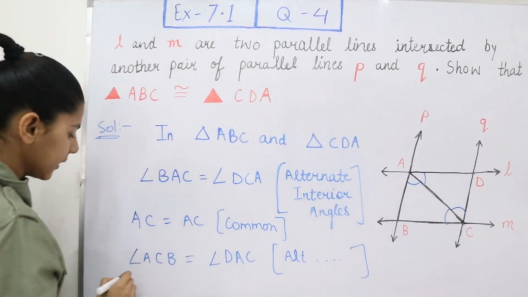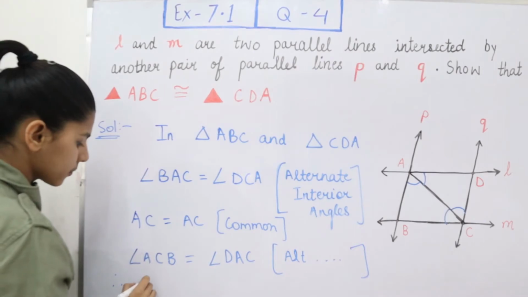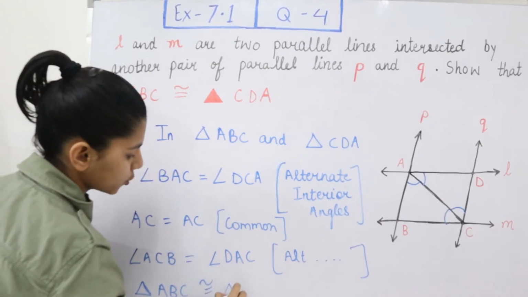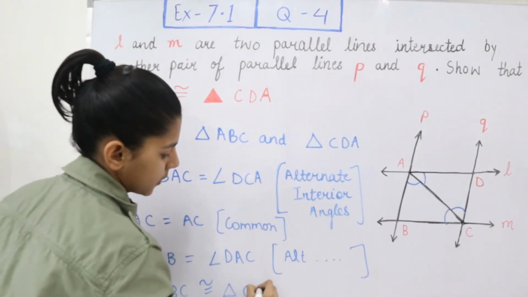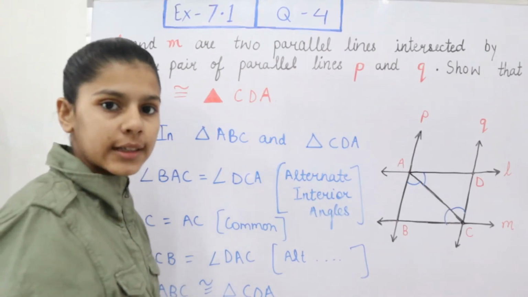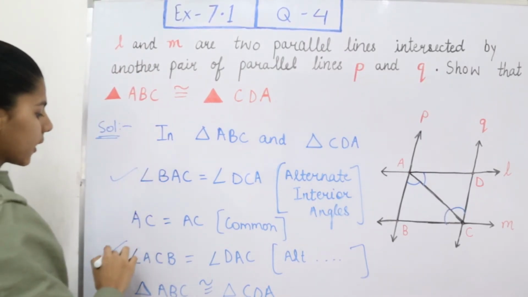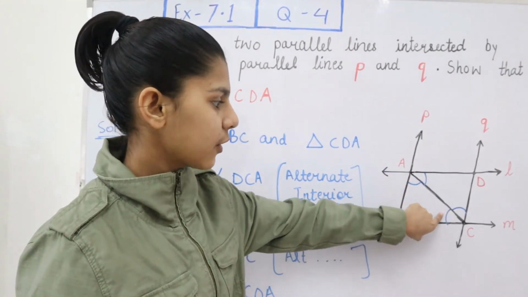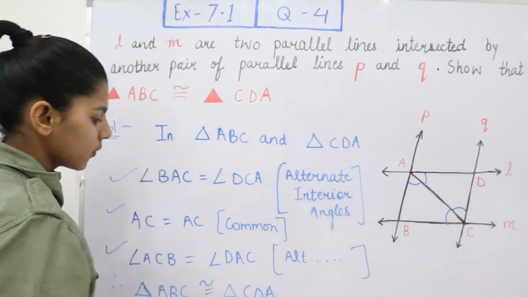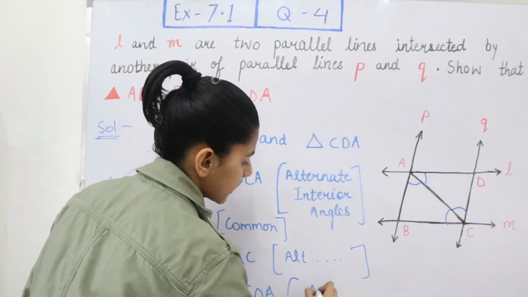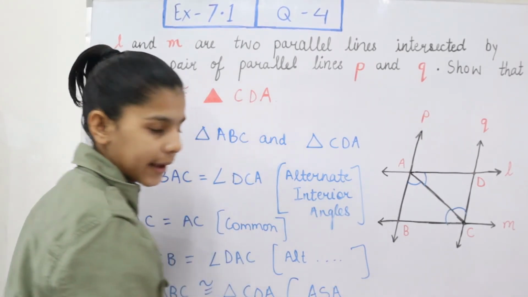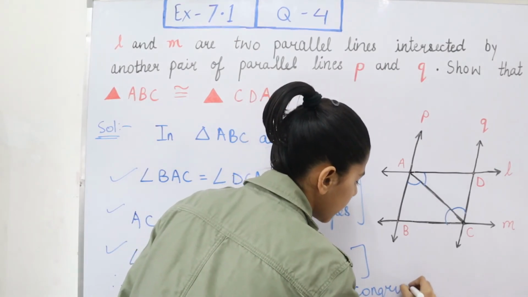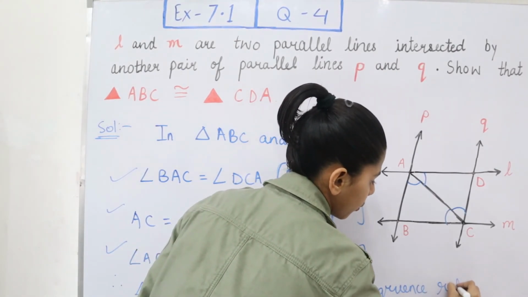So now we can write, therefore triangle ABC is congruent to triangle CDA. And by which congruency rule? You can see we have got two angles and one included side. This angle, then this side AC, and then this angle. So which congruence rule will be there? It will be the ASA congruence rule, angle side angle, two angles and one included side. So they are congruent by the ASA congruence rule.